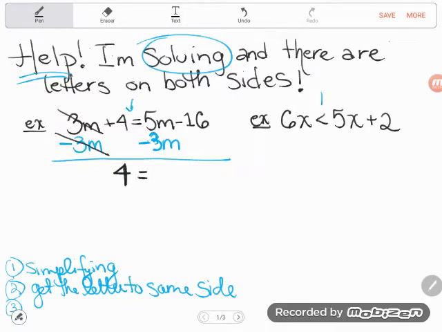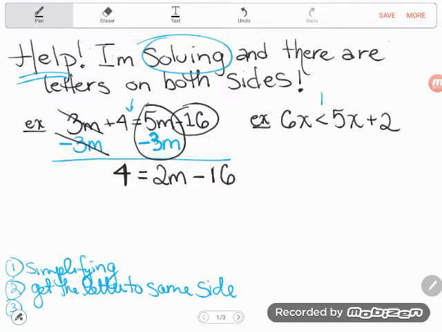And then let's see what happens on the right-hand side. Well, 5m minus 3m: I have 5 of something, like 5 apples, and I take away 3 of that same thing. I will have two of those things, in this case, 2m. And I haven't dealt with this minus 16 at all, so this minus 16 will still be there.